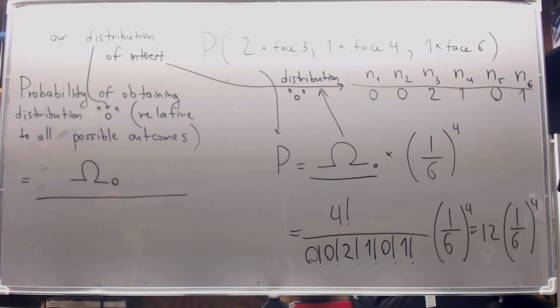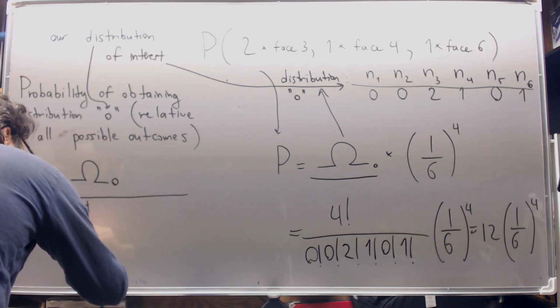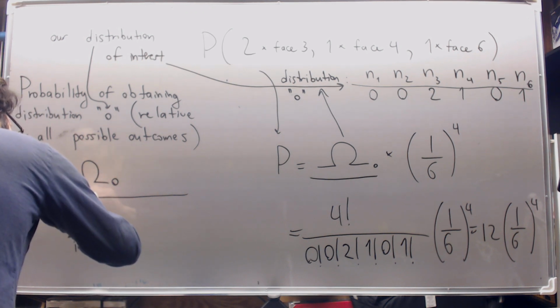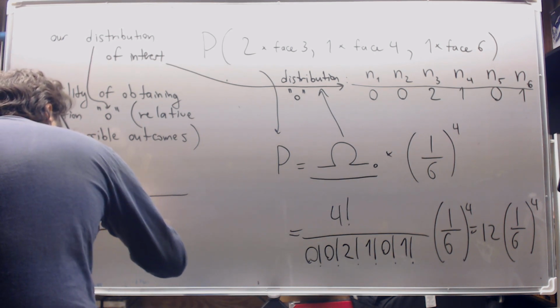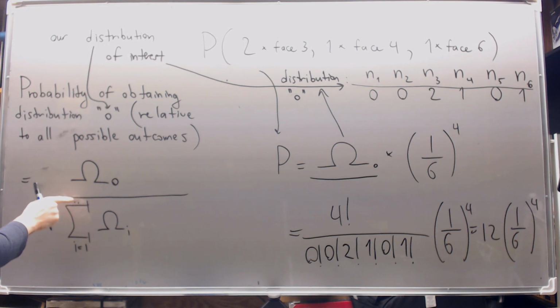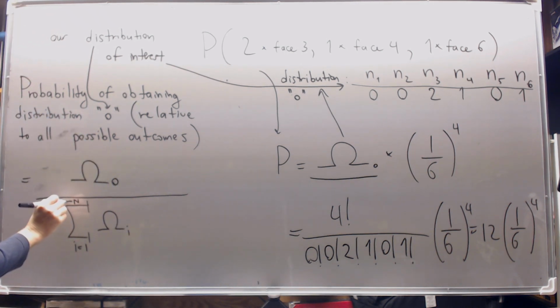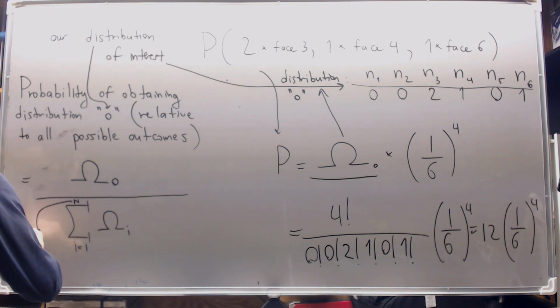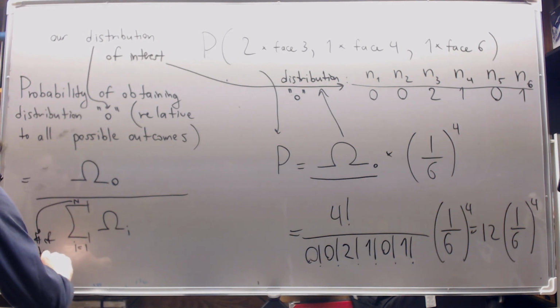There will be many distributions. We can label them 1, 2, 3, 4, 5, 6, whatever. Sum, let's say, i equals 1 to some number little n of omega sub i. I probably shouldn't use little n since we used it above. Let me use big N. Where big N is the total number of distributions for 4 dice tosses.